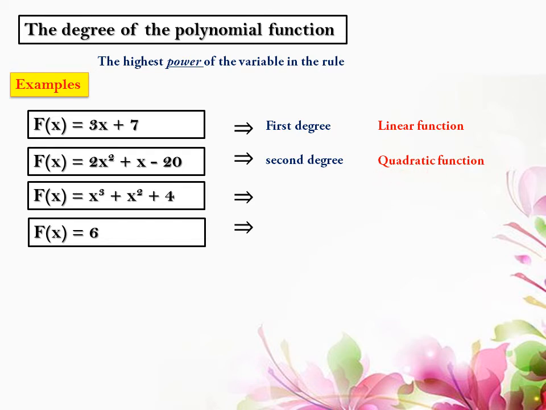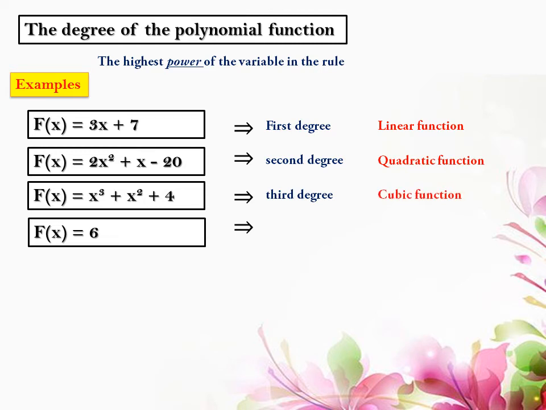Number 3, we have two terms, not different variables, but different in the powers. x power 3 plus x power 2, the highest power is 3. So this function of third degree is called cubic function.